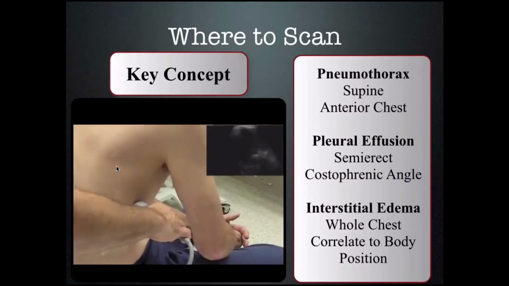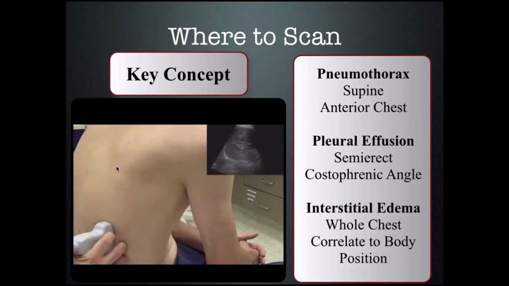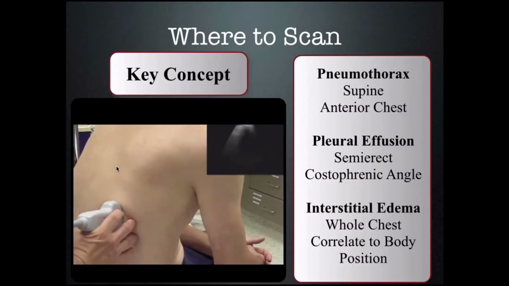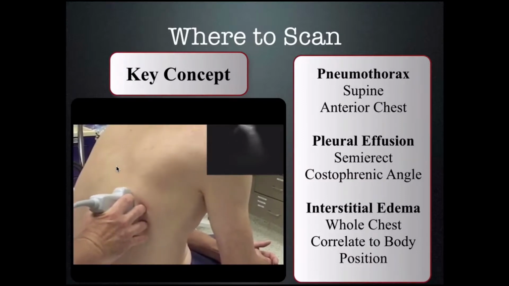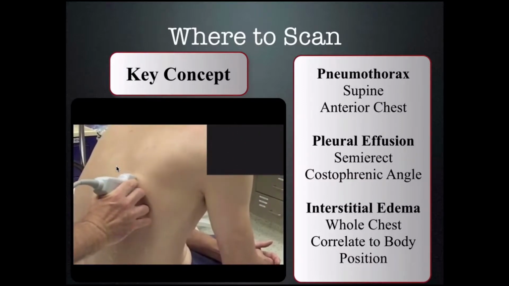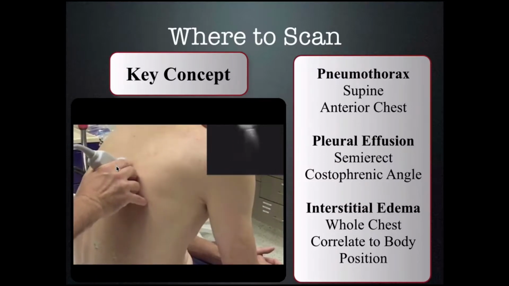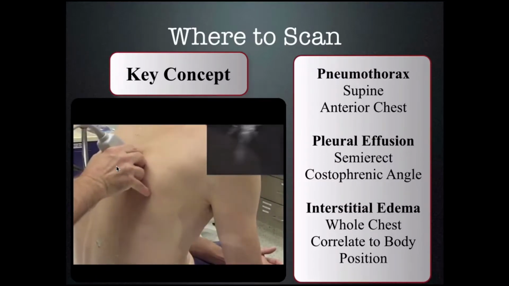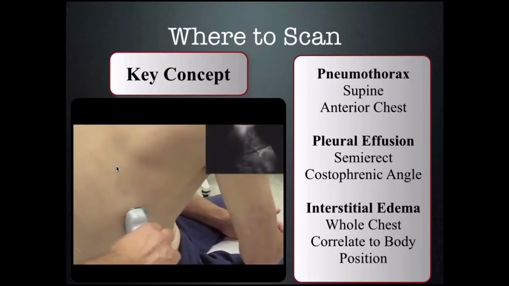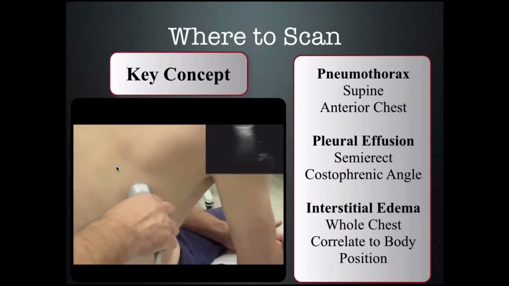Once I've identified the diaphragm, as you can see here, I slide up the body, looking at each interspace between the ribs. I don't really care about the ribs themselves, except that they are my markers for the pleural space. What I'm doing is looking at the pleura and deep to the pleura. We will cover this more a little later in the lecture.